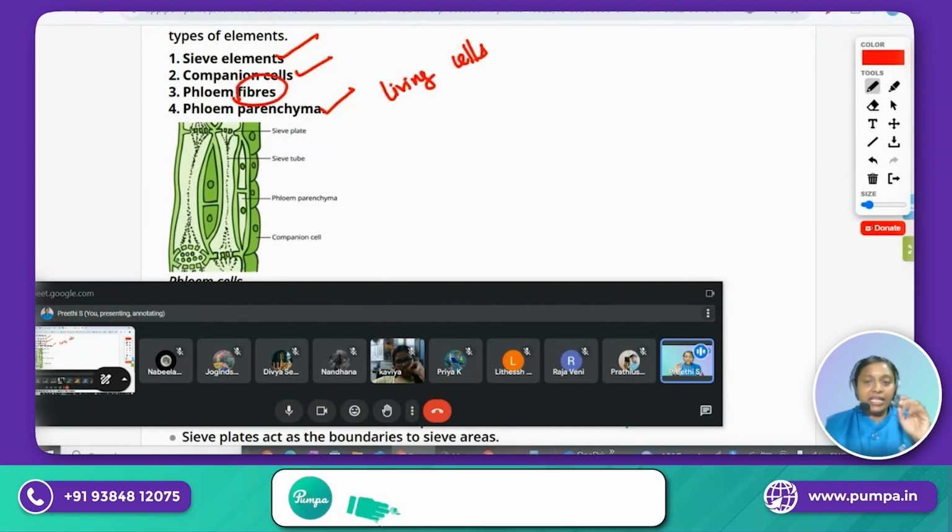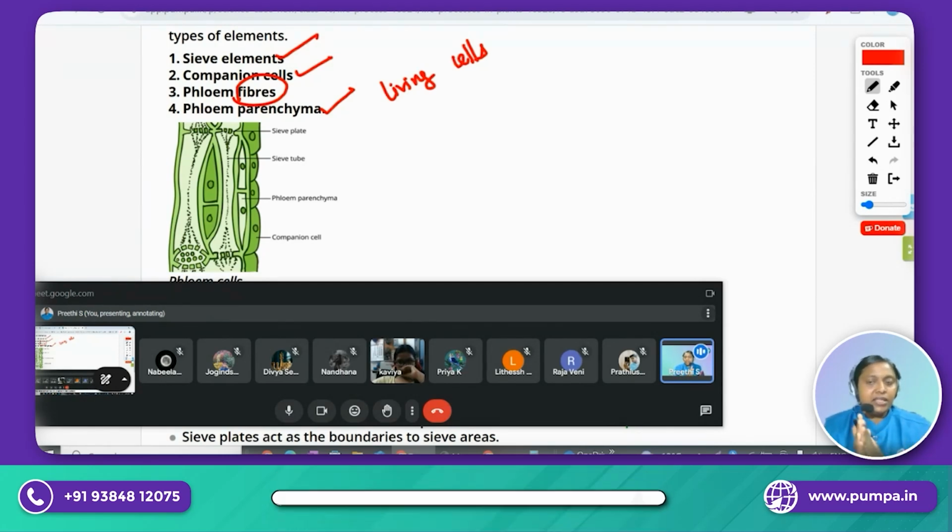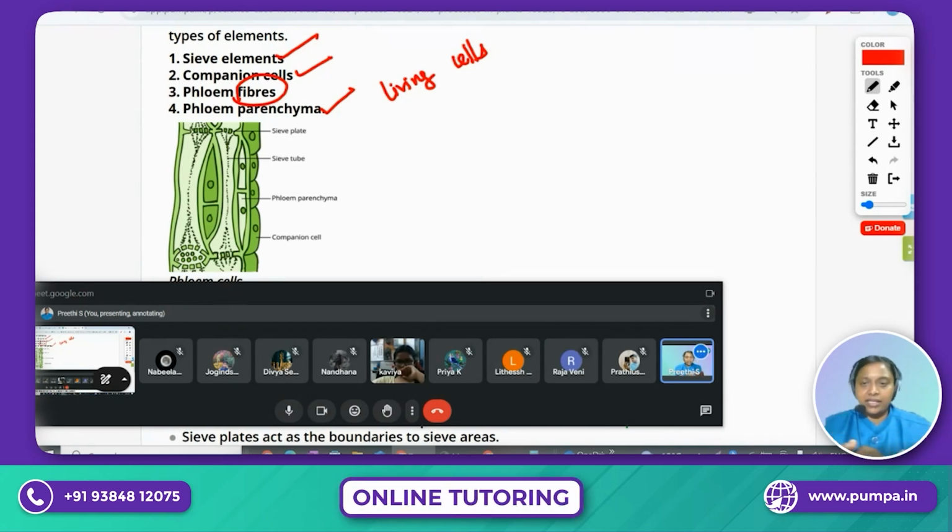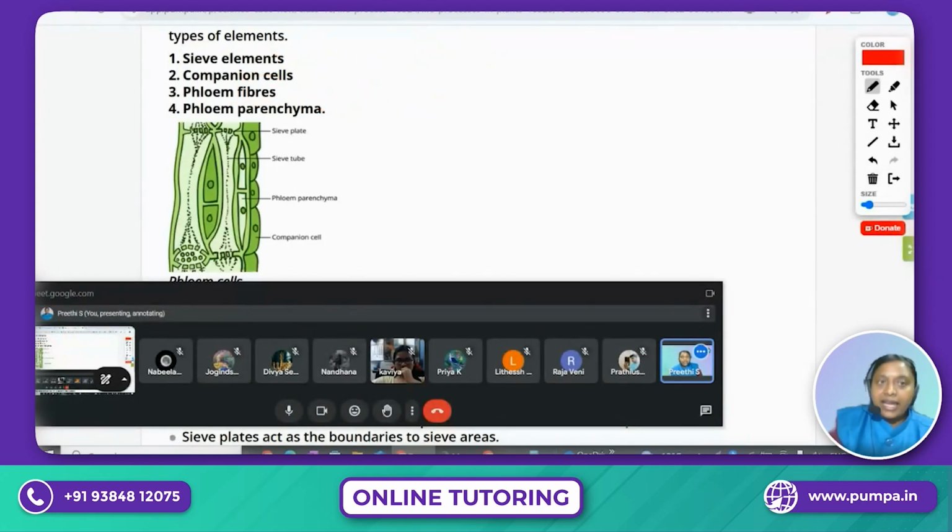Fibers. Even in your 9th grade you would have learned about sclerenchyma, yes, children. The well-known example is the coconut husk. The hardest plant tissue will be the sclerenchyma, and fiber is one type of sclerenchyma. Do you think fibers are living cells or dead cells? Dead cells, ma'am. Yes, they are dead cells. So in the phloem, except the phloem fibers, all are living components.